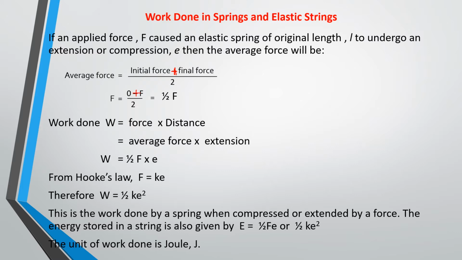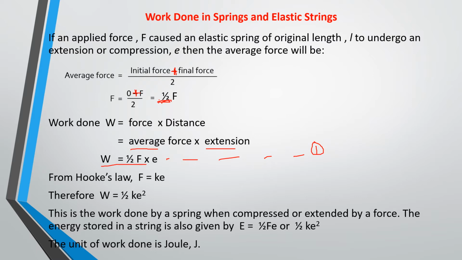So this can now be written as: average force equals initial force plus final force all over 2, which gives F equals 0 plus final force, all divided by 2. Now work done is force times distance, and that is average force times extension. When you bring this value for the average force to here, you have work done equals half force times e. This is the first equation you need to take note of, equation 1, for work done in a spring or elastic string.